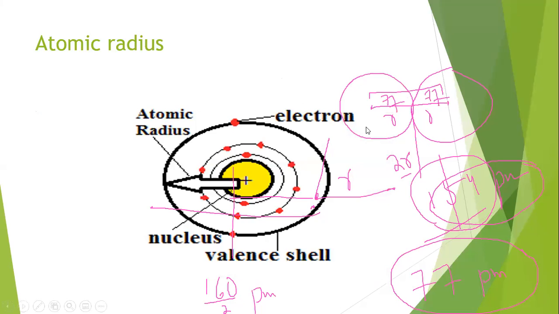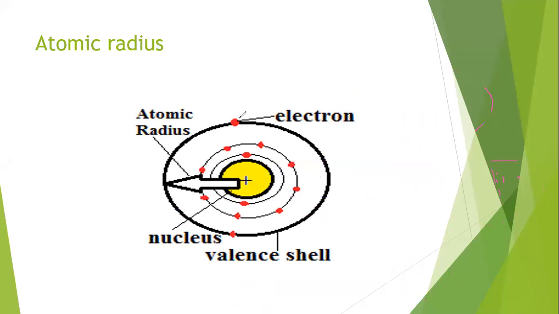Here you can see the structure of an atom. Electrons are revolving around the nucleus in shells. In the nucleus, there are protons and neutrons. From the center of this nucleus to the circumference is the atomic radius. The outermost shell is called the valence shell.